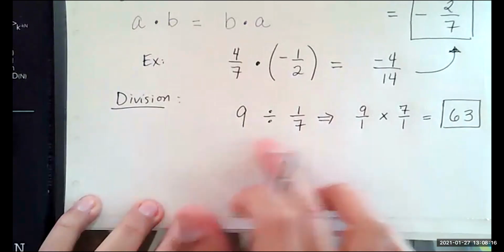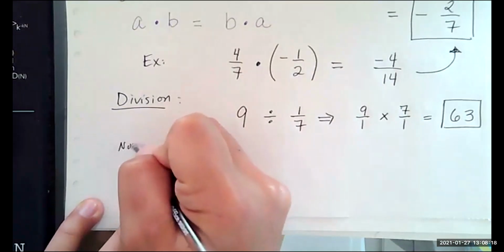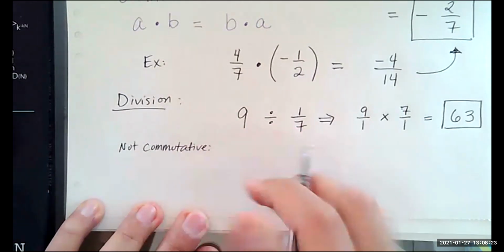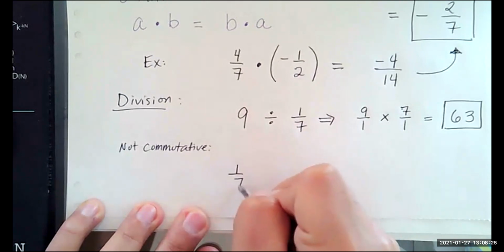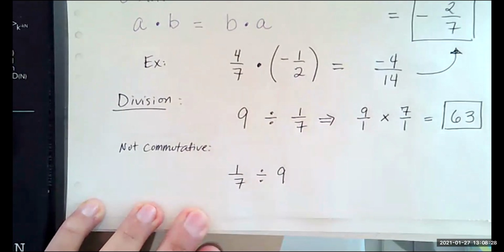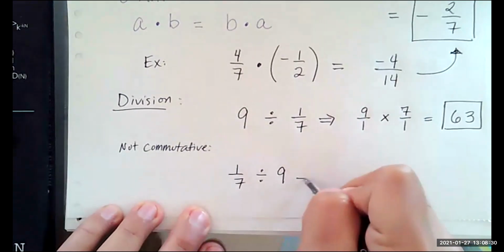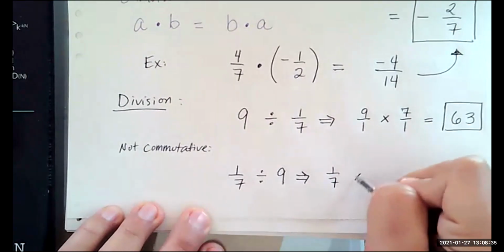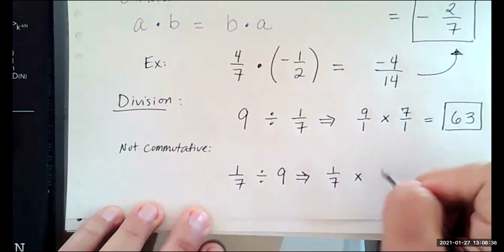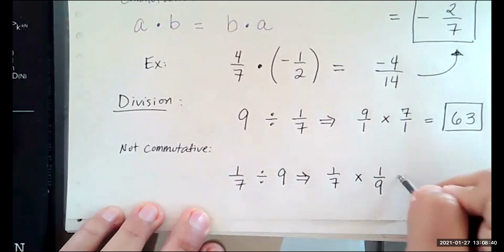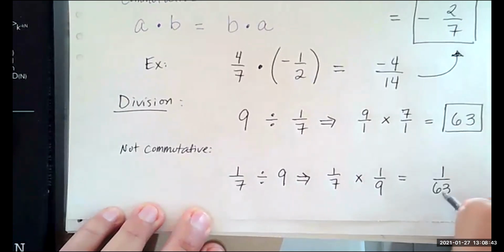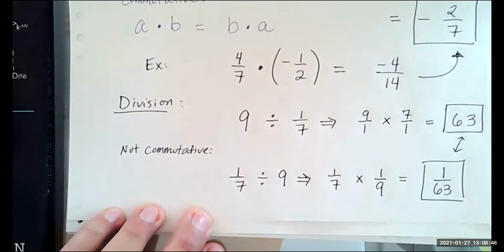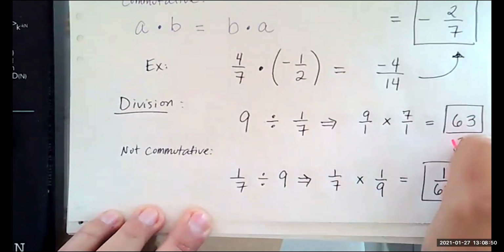Okay. But if I'm going to say that this is not commutative, because if we change the order here, if I put 1/7 divided by 9, and I still use my same division rules for fractions, call this 1/7, leave that one alone, switch to multiplication, and then flip this one to its reciprocal, 1/9, I will get 1/63. And this is not the same as what we got before.